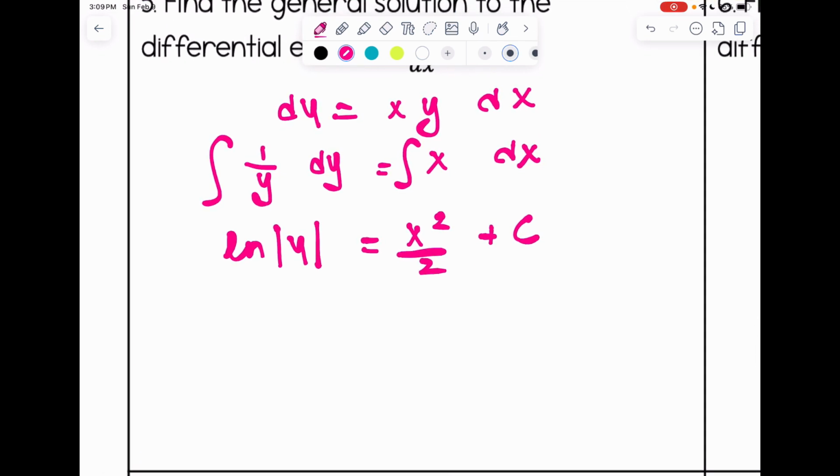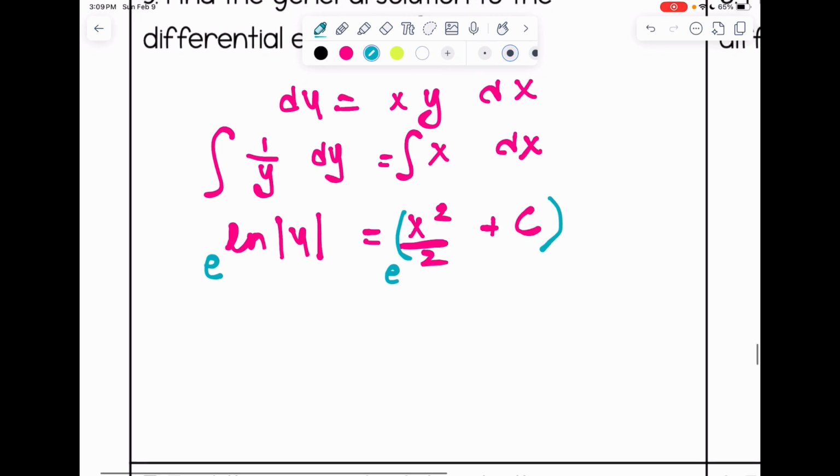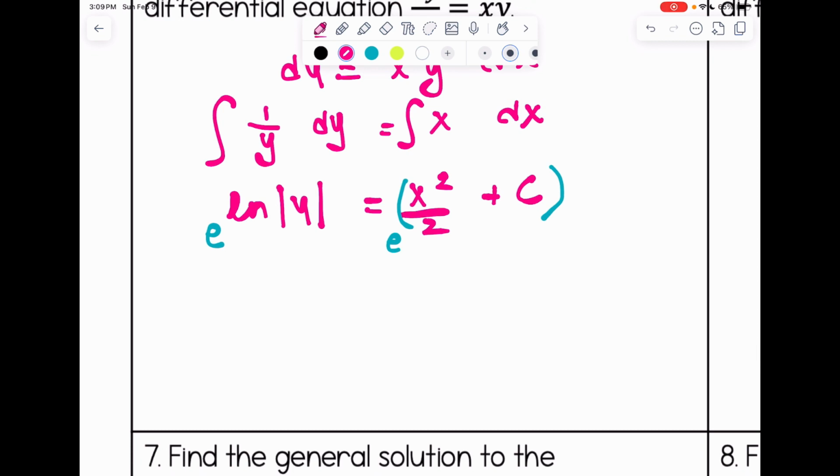So what I'm going to do is treat e as the base on both sides of the equation, and I'm going to make that original equation essentially become the exponent. So it's going to be e to the power of ln of y on the left, and on the right, e to the power of x squared over 2 plus c. When we do that, we are going to get y equals e to the x squared over 2 plus c.